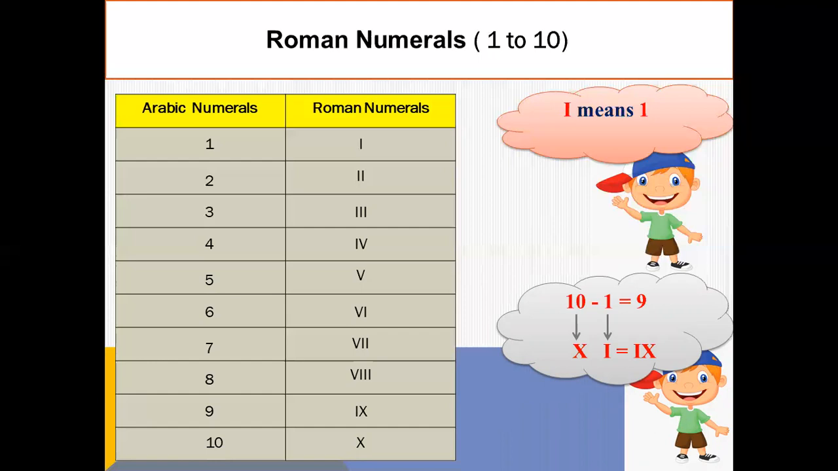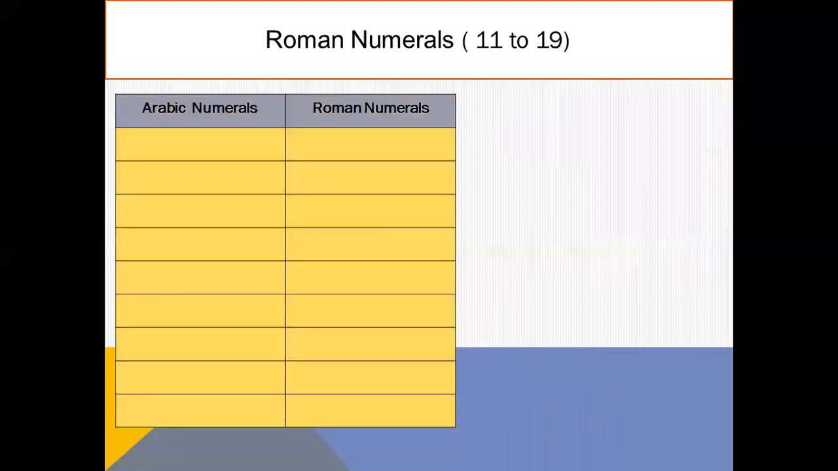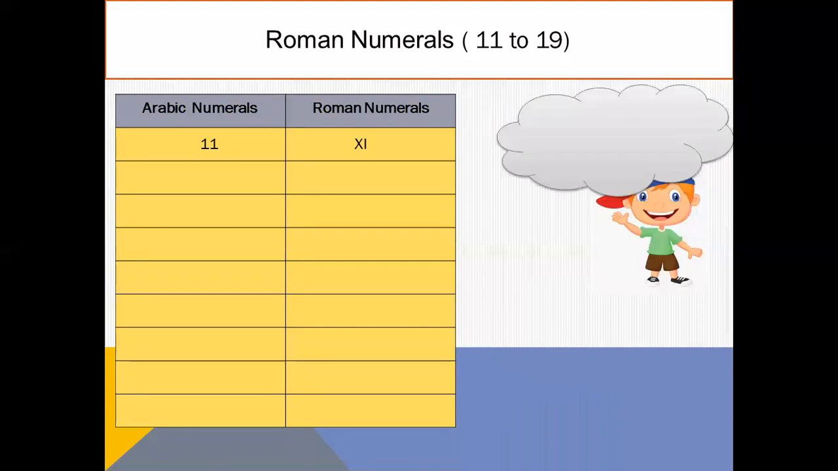Next is the number 10. 10 is written as X. X means 10. Let's learn Roman numerals from 11 to 19. 11 is written as XI. It means 10 plus 1.